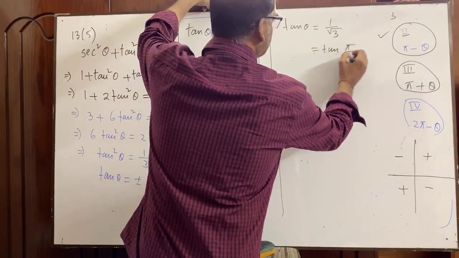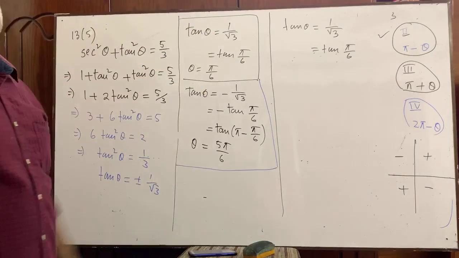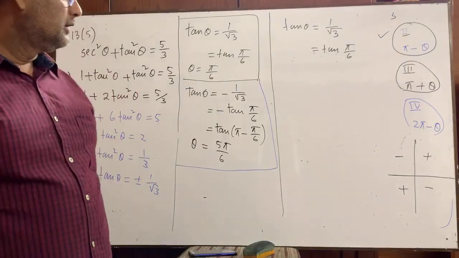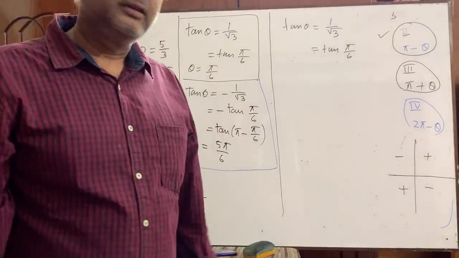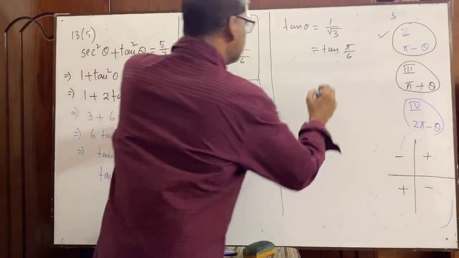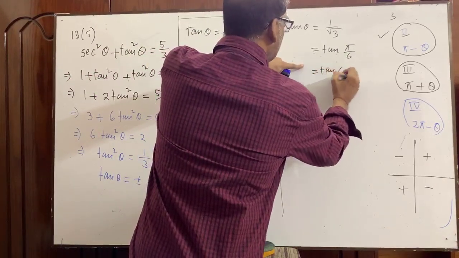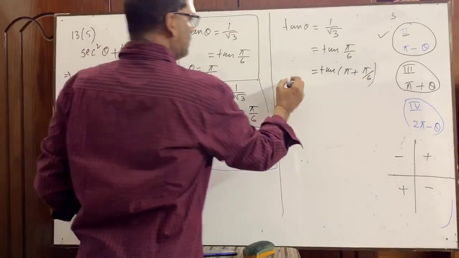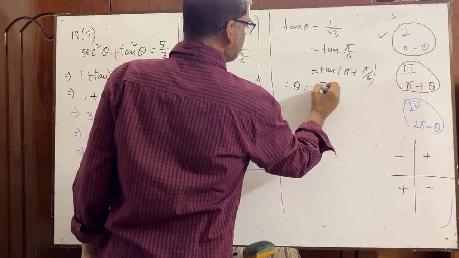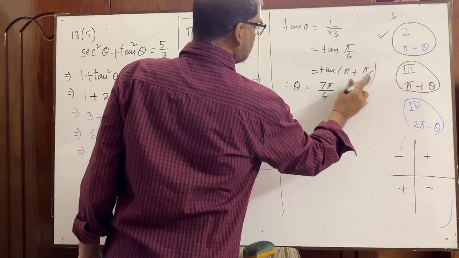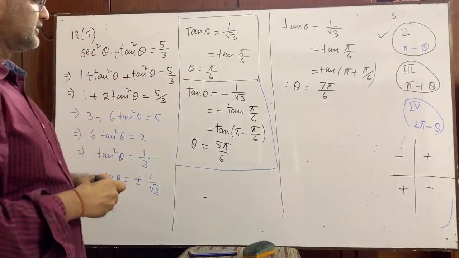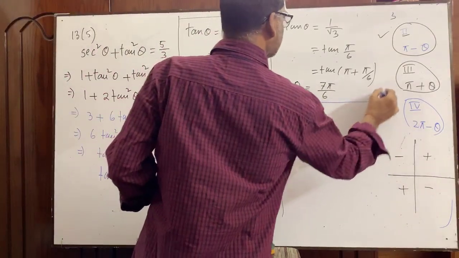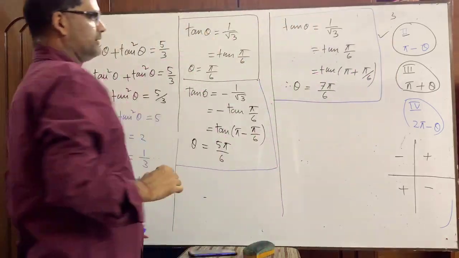That means tan pi by 6 is 1 by root 3. In the third quadrant, what is the formula? That is pi plus theta. So we have to write here tan of pi plus theta. Theta means pi by 6. Therefore, theta equals to 7 pi by 6. If we add, you will get 7 pi by 6. So we have found the angle in the third quadrant.